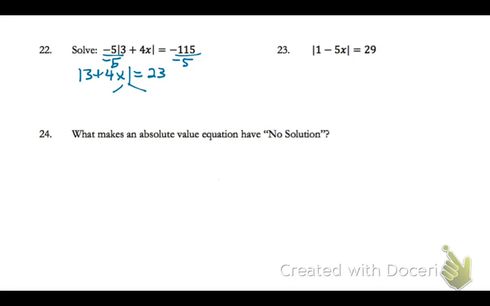We're going to drop the absolute value, and so we write the positive case. So that means what is inside can be equal to positive 23, or the expression that's inside can be equal to negative 23. We no longer need the absolute value marks because what we are writing are the two equations that define what absolute value is. If you leave the absolute value marks, your equations are actually incorrect.